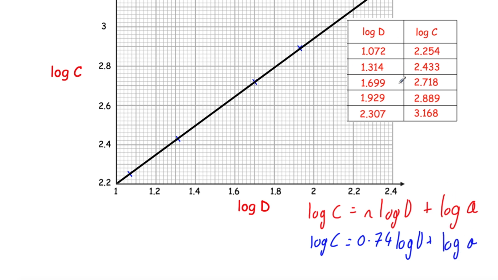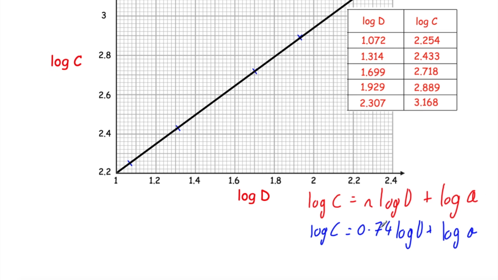So if we choose one of our points and substitute it into the equation of the line, we can figure out what the y-intercept would be, or in this case, log a. Because remember, if we know a point that the line goes through, we can substitute into the equation and we can often find our plus c, or y-intercept. So here we've got log c is equal to 0.74 log d plus log a.